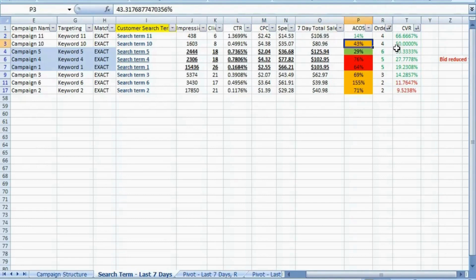Now in this case you already have 43% ACOS, your conversion ratio is good, you have only 4 orders, so you need at least 5 orders. I will not reduce my bids, I will just make sure that I'm maintaining the same bid, which is 4.38. I do not want to reduce the bid because my conversion ratio is good. Now let's say if my gross margin is 30%, I'm willing to spend anything up to 40% because that's okay.